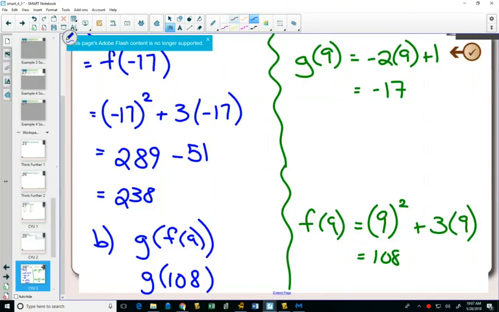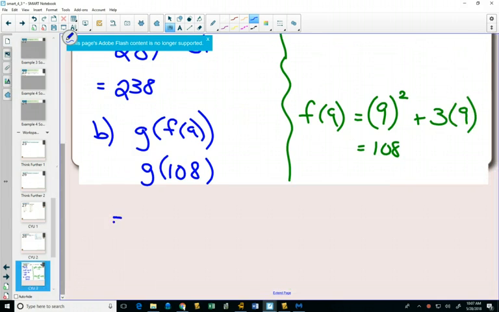So that means g of f of 9 is equal to g of 108. Taking that value and now putting it into g of x, while g of x said it's equal to negative 2x plus 1, and our x value is 108, so we get negative 216 plus 1, which gives us negative 215.